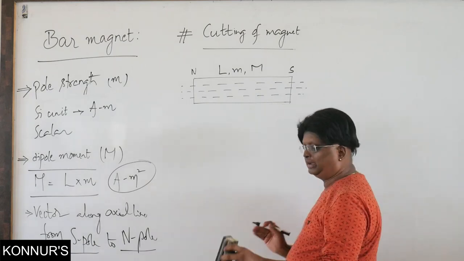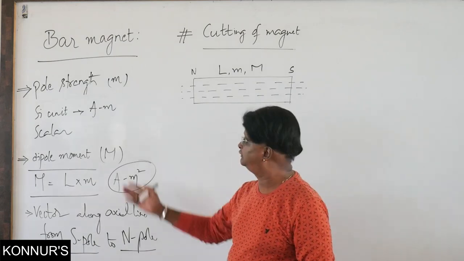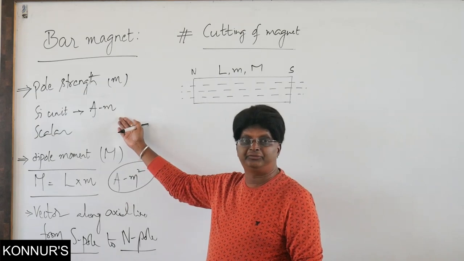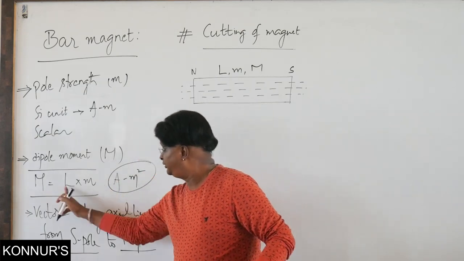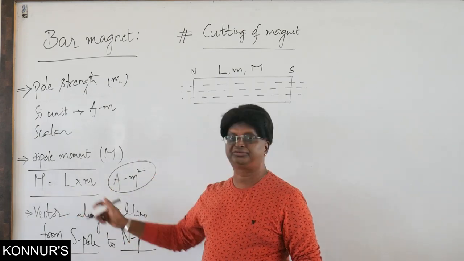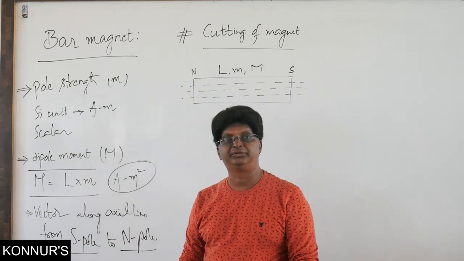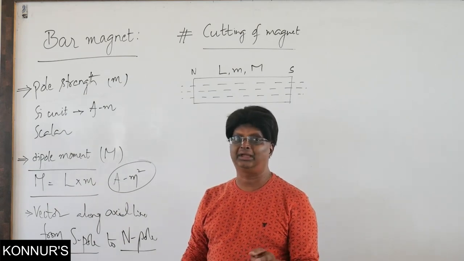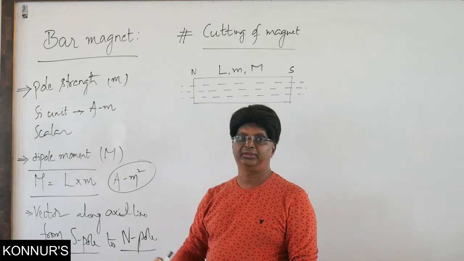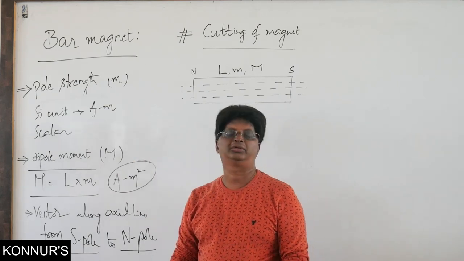So it is a vector quantity. Now immediately I'm just referring to some of the things. Here we said the pole strength is independent of length, but here you see M depends upon length as well as pole strength. Therefore pole strength depends on both length and cross section. Pole strength only on cross section, we said.